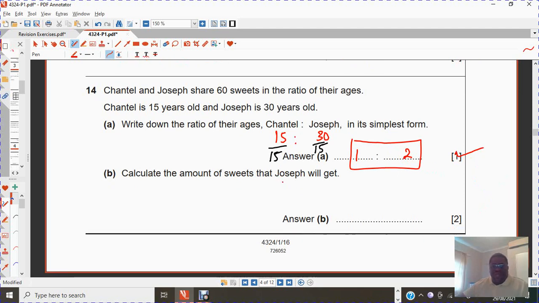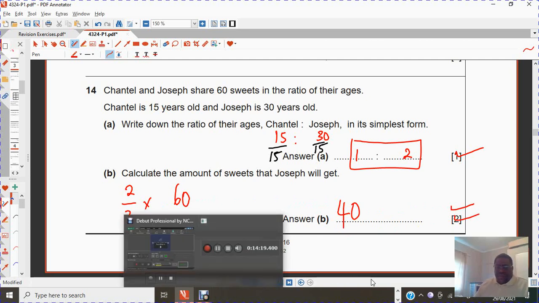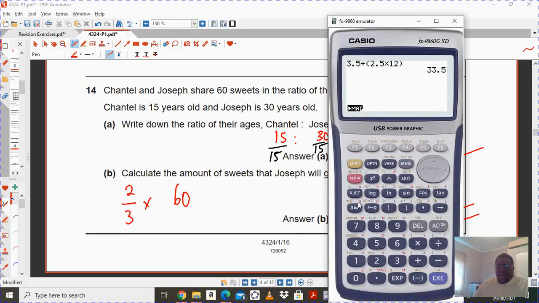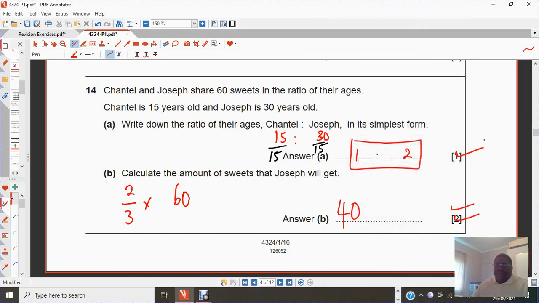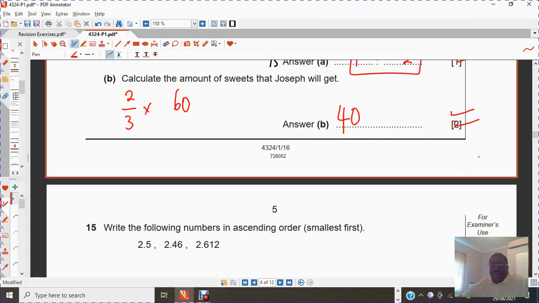They say calculate the amount of sweets that Joseph will get. So Joseph, we know that he gets 2 out of the 3 parts, and the 3 comes from adding 1 plus 2. Then you multiply that by 60 in order to find the number of sweets. So this is going to be 40 sweets that Joseph will receive. Again, make sure that you don't make a mistake. If you are a little bit unsure, always take out the calculator, because you are allowed to use a calculator for these papers, even though the answer might look a little bit straightforward at times. It's very easy to make mistakes in the examinations.